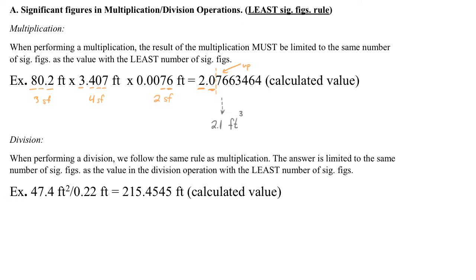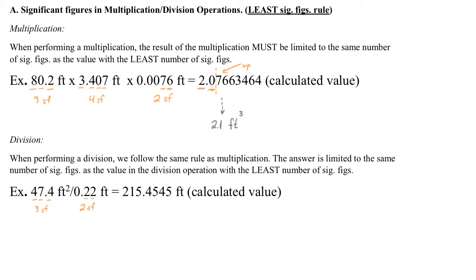We have 2 terms that we're dividing, 47.4 square feet, which is divided by 0.22 feet. So we have 2 terms. Let's look at the number of significant figures in each term. Our first term has 3 significant figures, and our second term has 2.